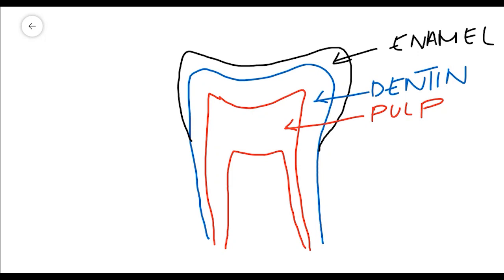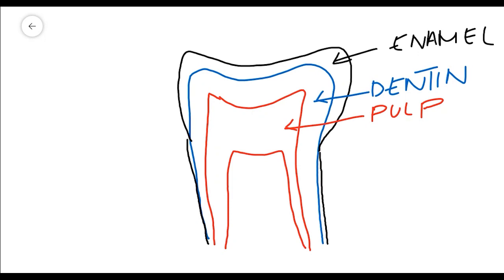Talking about the last layer of the tooth, that is the cementum. Cementum is just a thin layer, as you can see here. I will draw it out for you. It is just a very, very thin layer like this, that covers the root of the tooth. This is the cementum. It's not that thick of a layer.